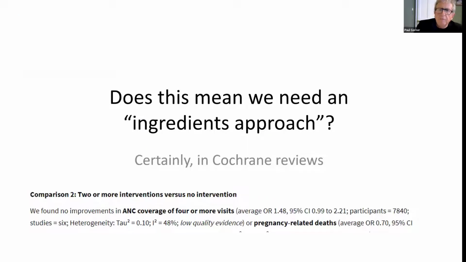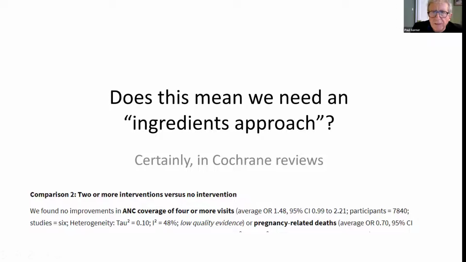So does this mean then we need an ingredients approach in Cochrane reviews? Well, I think it probably does. And developing these descriptions takes a bit of time. You need to get into the literature, perhaps have a theory of change, work out where the components might lie, and then try out different ways of how you might describe them.